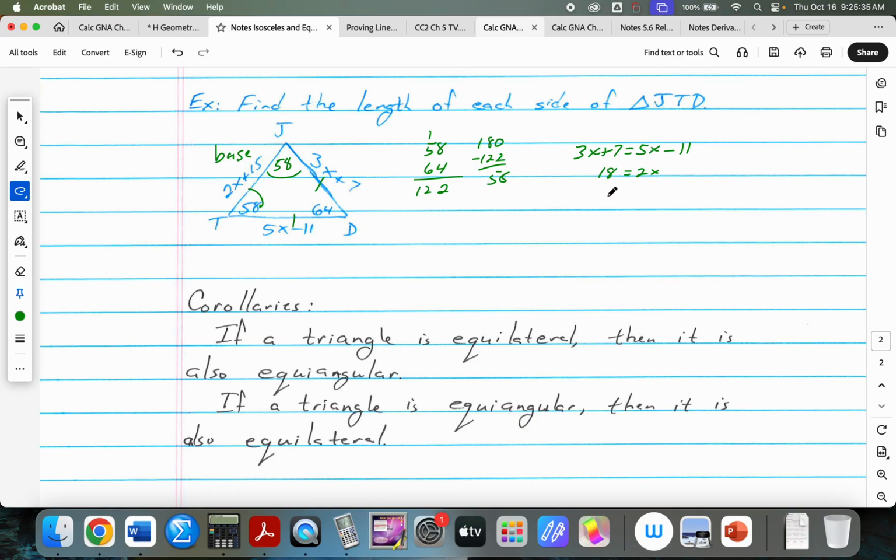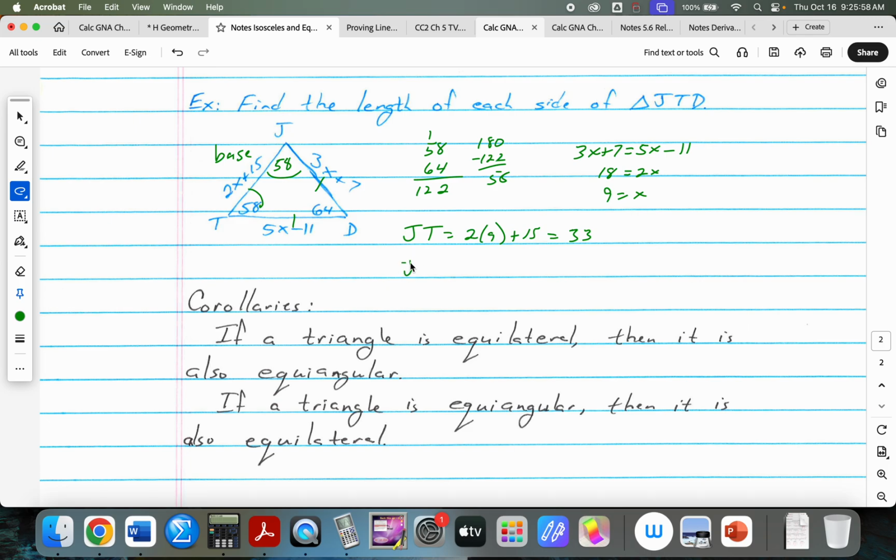So 2x is 18, so x is 9. So now I can find the length of each side. The length of segment JT is going to be 2 times 9 plus 15, which is 33.